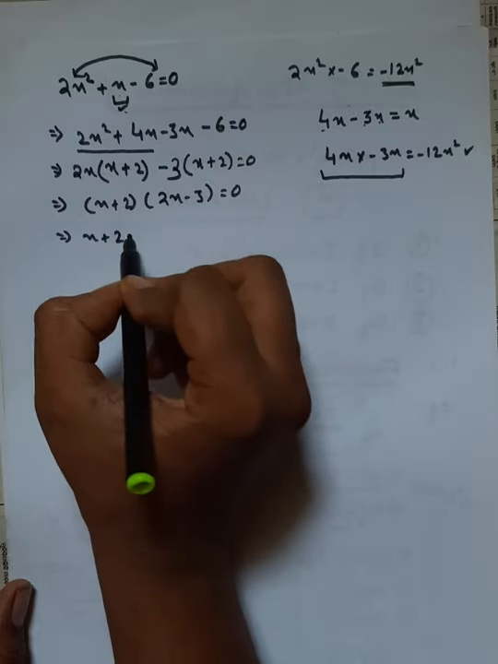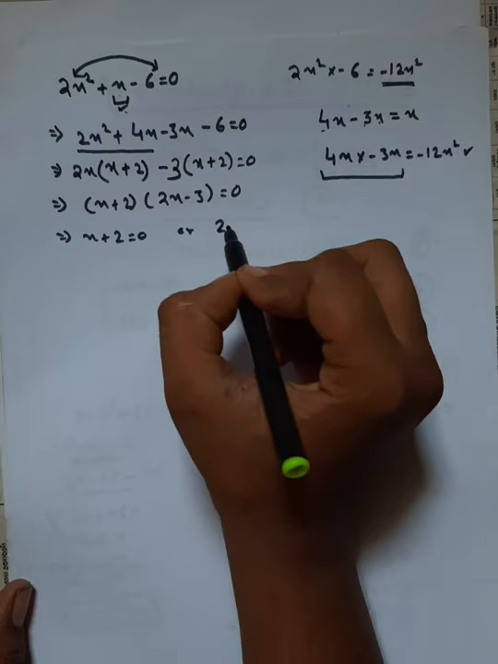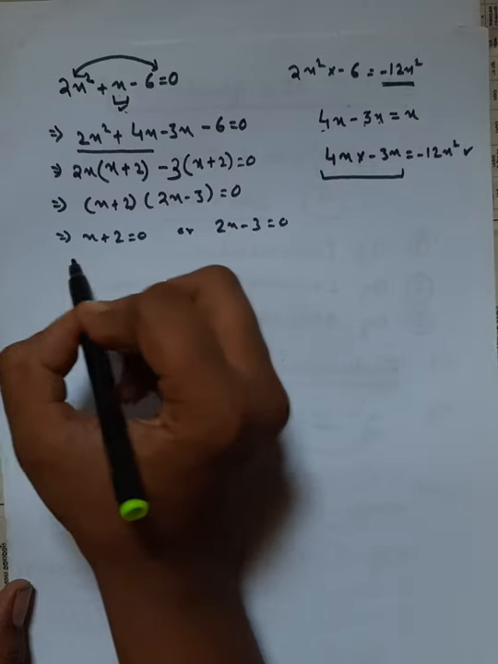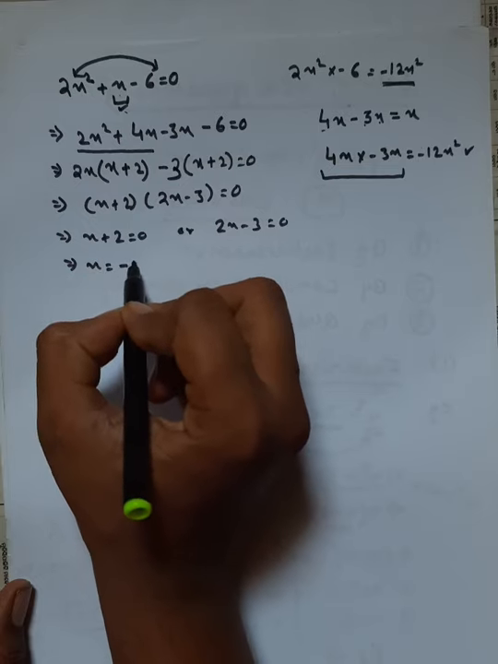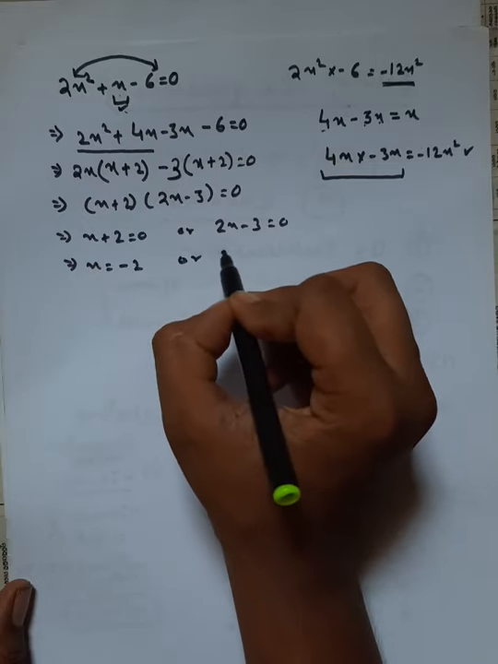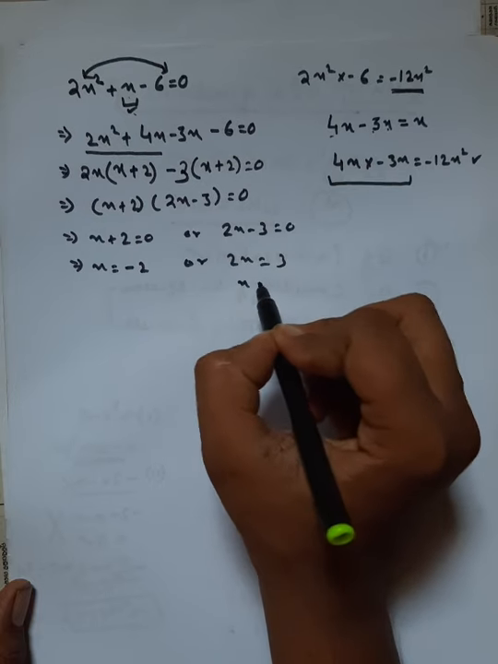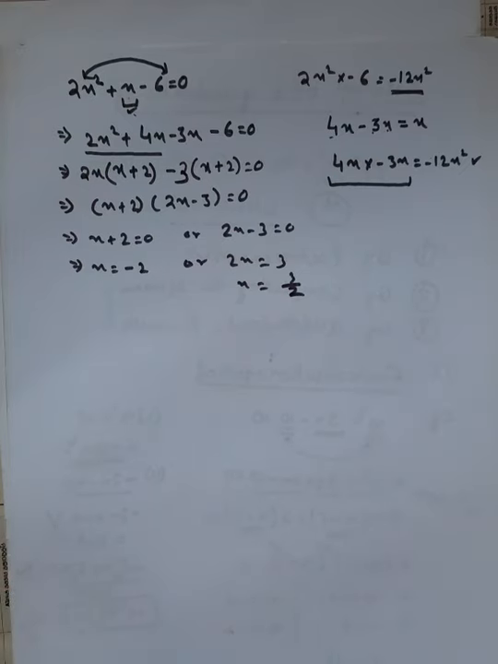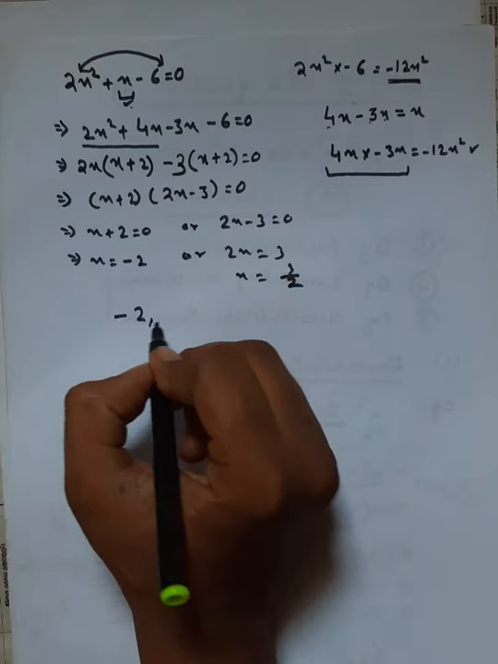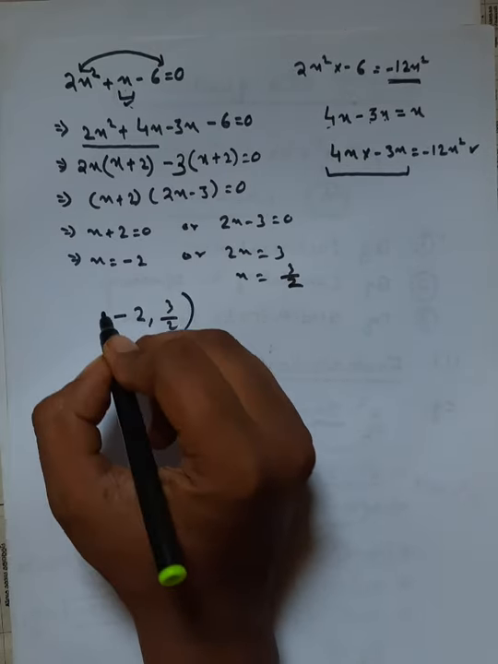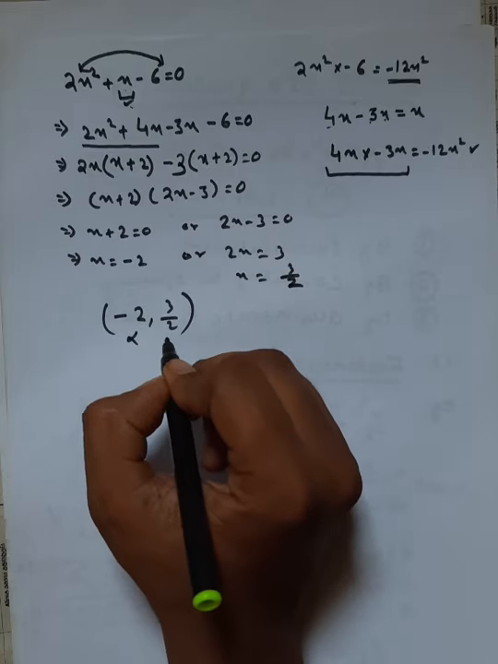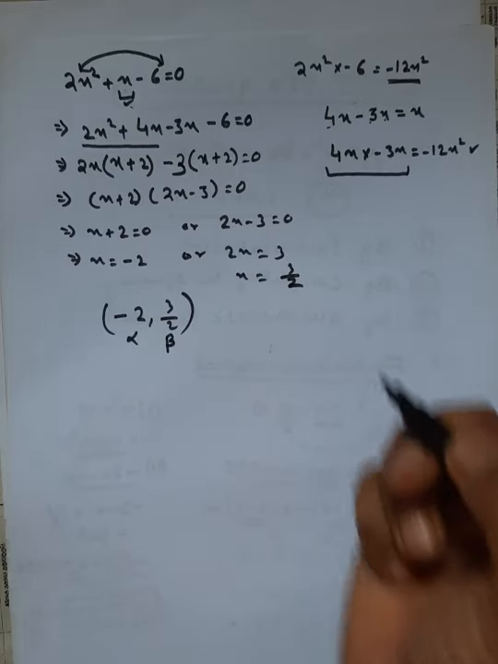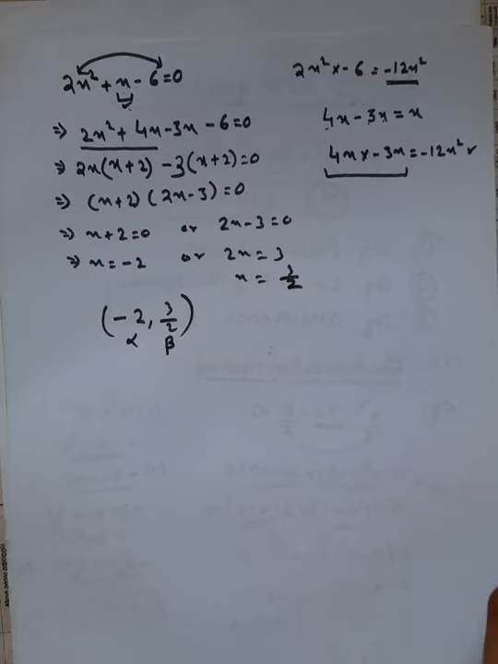So x plus 2 is equal to 0, or 2x minus 3 is equal to 0. Now x is equal to minus 2, or 2x is equal to 3, x is equal to 3 by 2. Okay, so this is our answer. Our answer is minus 2, 3 by 2. Okay, one is known as alpha and another known as beta. Alpha and beta are called solutions or roots of that equation.